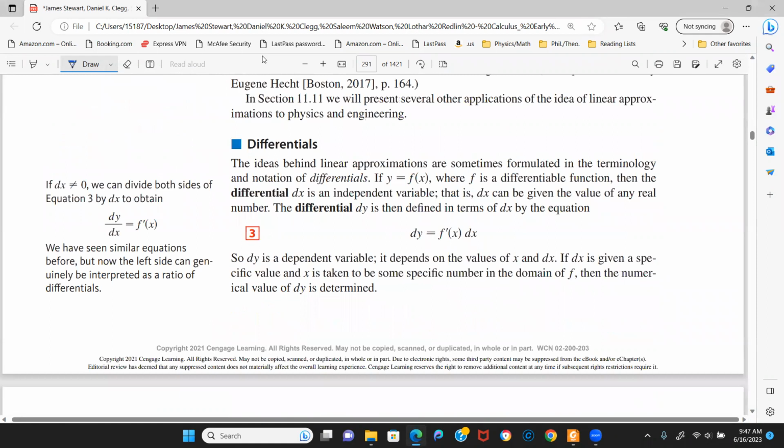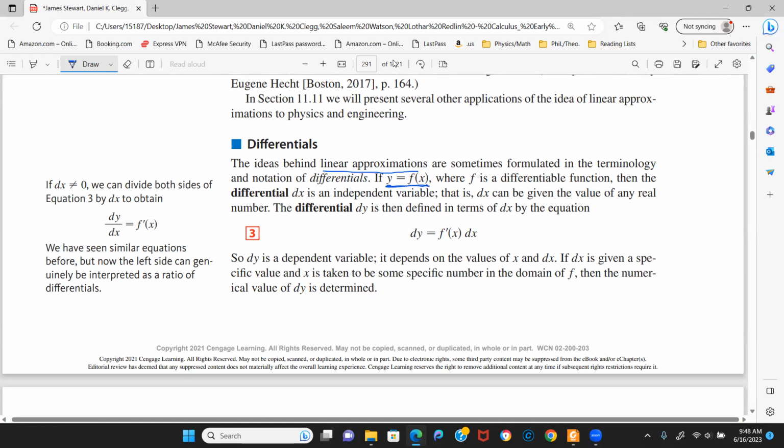Anyways, what I want to get to is differentials, and this is the part that's going to be really helpful for u-sub when we get to the idea of u-substitution. So what's the idea behind a differential? Differentials are roughly like changes in variables, whether they're independent or dependent. You start with a function, and as it says here, we can reformulate linear approximations in terms of differentials.